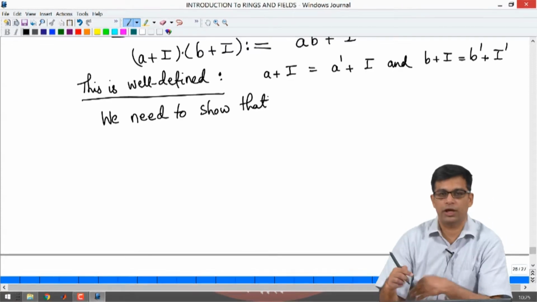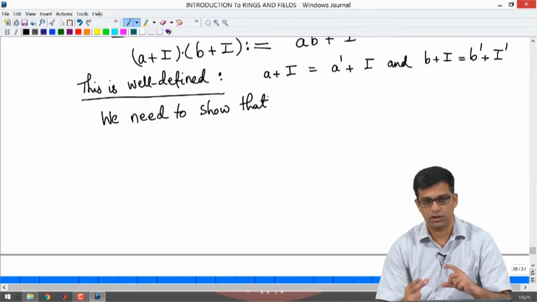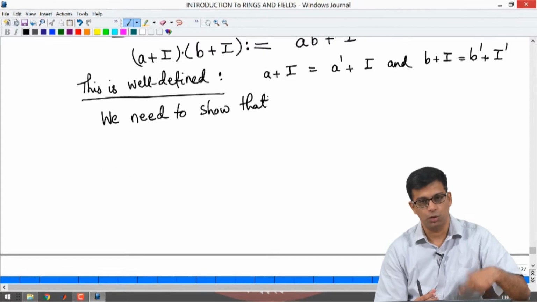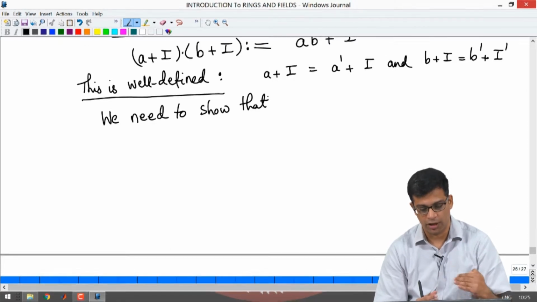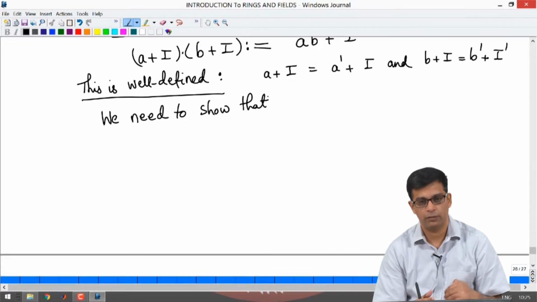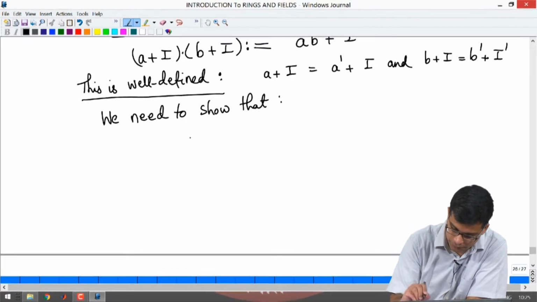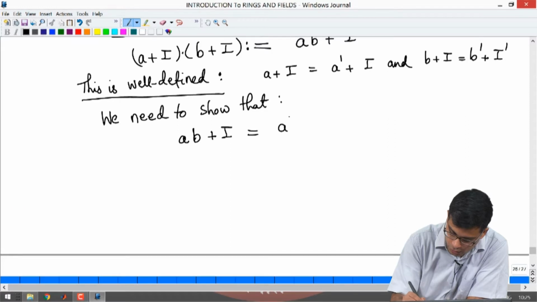this is the usual thing that one has to deal with when one works with cosets, because a coset can have several representatives and there is no unique choice. Whatever operation we define, we need to ensure that the choice of the representative plays no role. So, in other words, we need to show that ab plus I is equal to a prime b prime plus I.